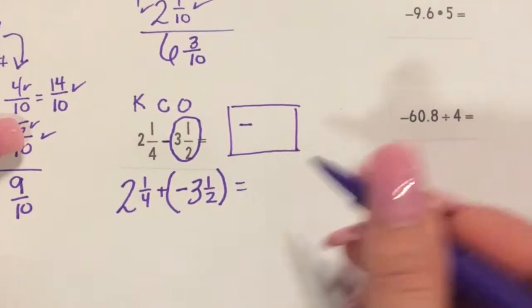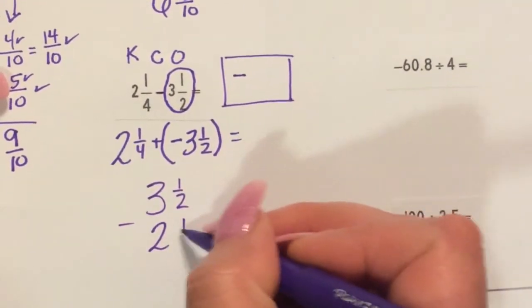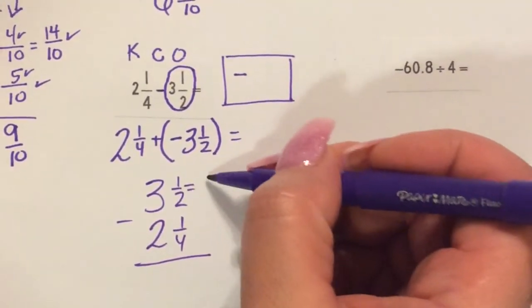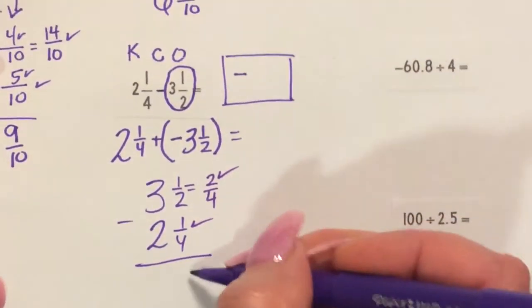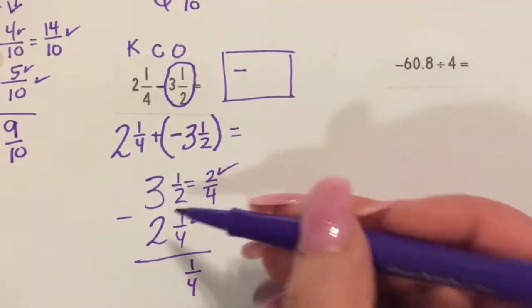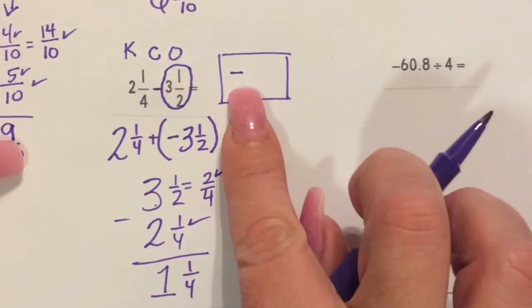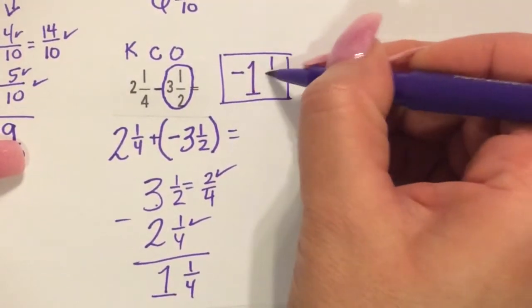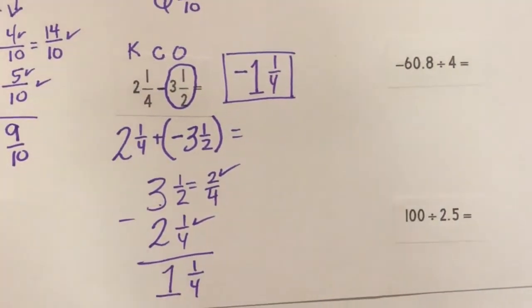Once I take care of the sign, then I now have to subtract these two. So I'm going to write 3 and 1/2 minus 2 and 1/4, and I can just turn 1/2 into 2/4 easily. So I go 2/4 minus 1/4 is 1/4, and 3 minus 2 is 1. 1 and 1/4. Previously, we decided that the answer must be negative, so this is a -1 and 1/4. And there you go. That's subtracting rational numbers.